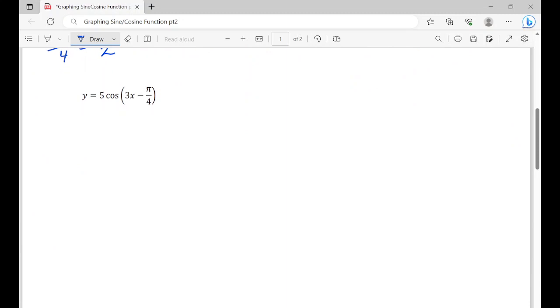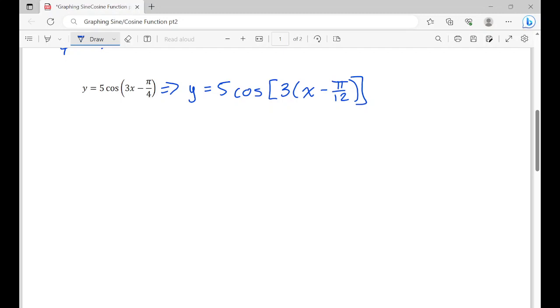Next we have y equals 5 cosine of 3x minus pi over 4. So it's a cosine function, but it's not in the correct form. What I have to do is get x to be just x. I can't have a 3x. So I'm going to factor a 3 out of this whole parentheses. So when I do that, I'm going to end up with y equals 5 cosine of 3 times x minus, and when I factor a 3 out of pi over 4, it's going to give me pi over 12. So now there's my function, and I can pick out what I need.